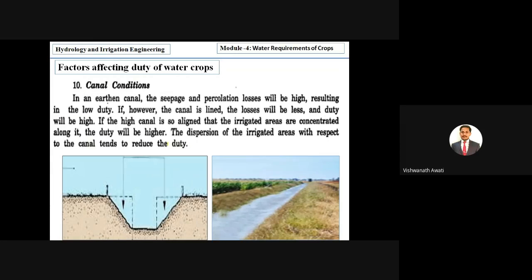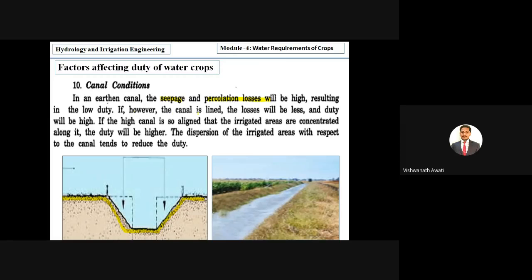Next method is canal condition. In an earthen canal, the seepage and percolation loss will be high, right? If it is an earthen canal, the canal is made up of earthen material, correct? So then it has some losses, right? Losses are in terms of seepage and percolation losses, resulting in a lower duty, right?